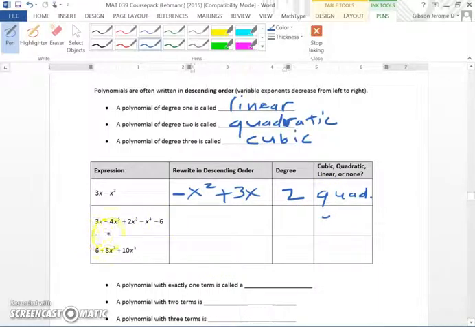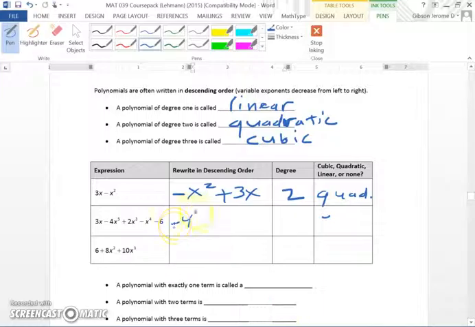Okay, now we go down here to this next expression. We look here, we have 1, 2, 3, 4, 5 terms here. Now we want to write this in descending order. We know negative 4x to the 5th will go first. So write that down, negative 4x to the 5th, that will go first.